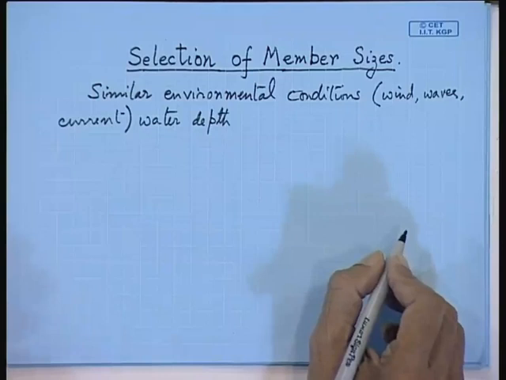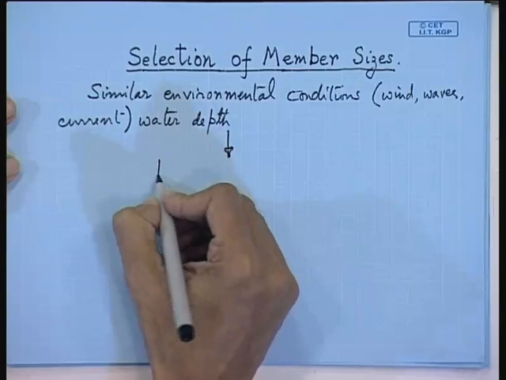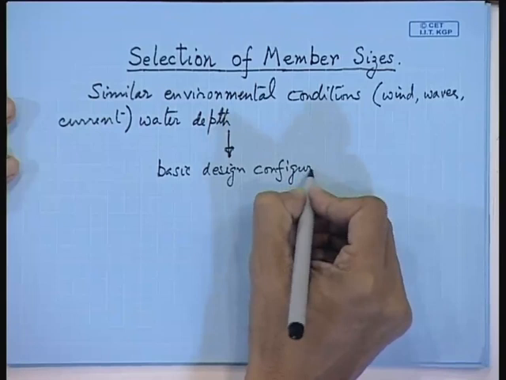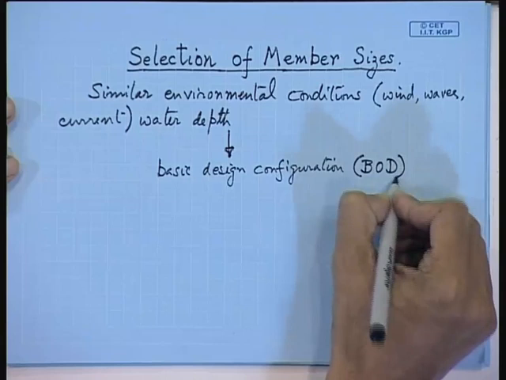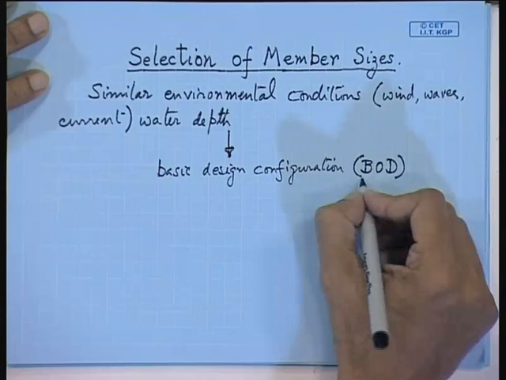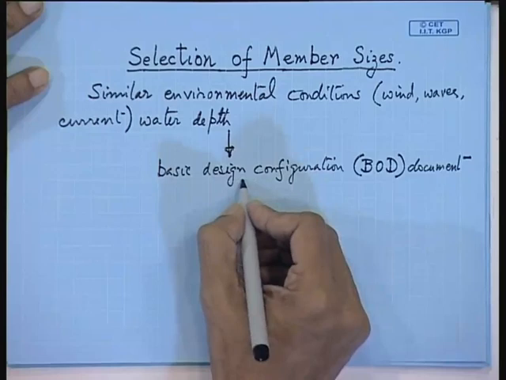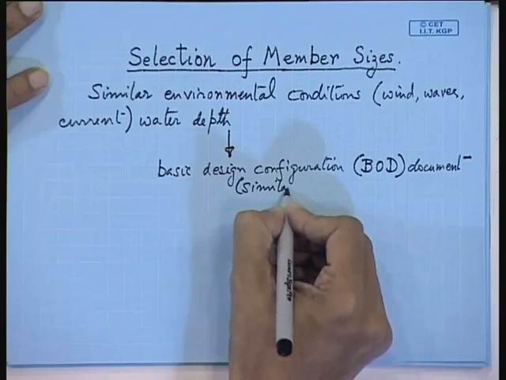With this you start, and then you come to your basic design configuration. Sometimes all this information you will find in the BOD document, that is the design document. BOD means basis of design document. This is more or less coming from similar platforms that have already been built, or past experience.